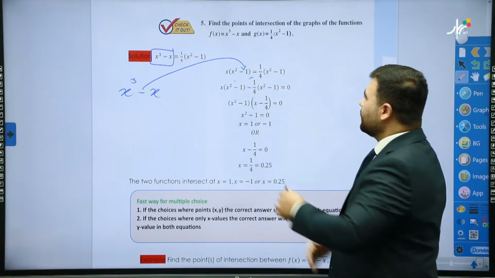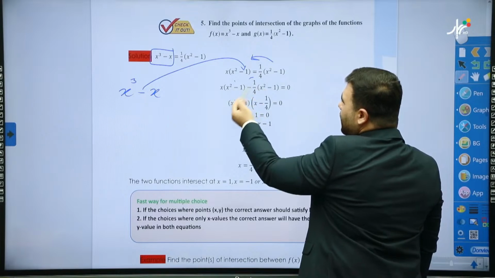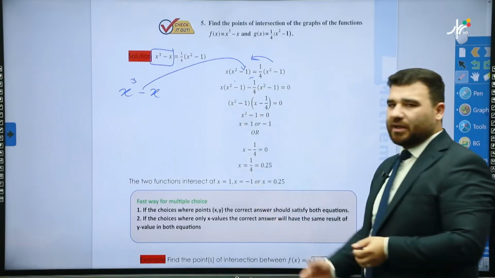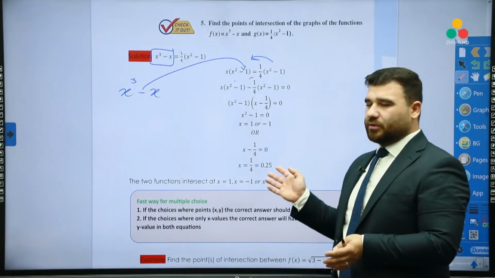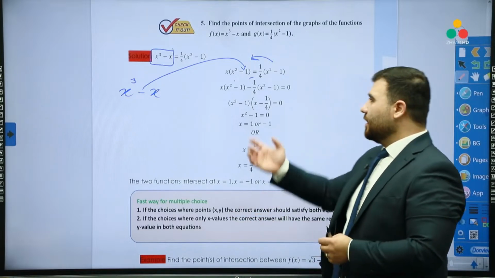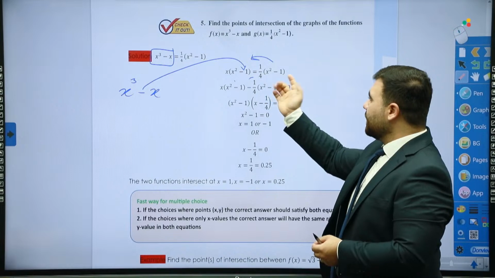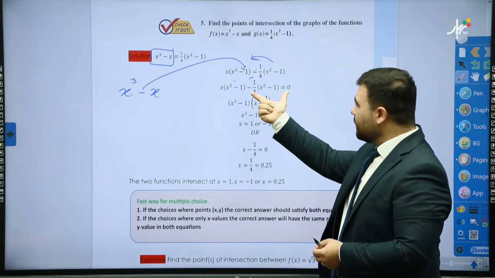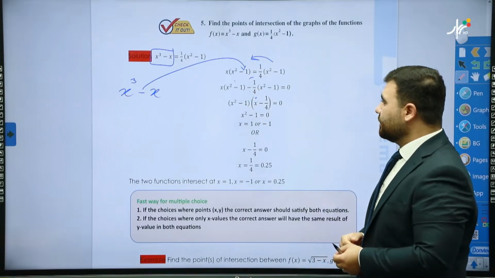Now, this part became this. Then these should go to the other side. Why do I do this? Because there is x power 2. Since there is x power 2, I should make one side of the equation 0. If there is only x without power 2, I should put the x's on one side, numbers on one side. Now I should make one side 0. This 1 over 4 x squared minus 1 goes to the other side. The entire thing becomes negative. Negative 1 over 4 x squared minus 1.